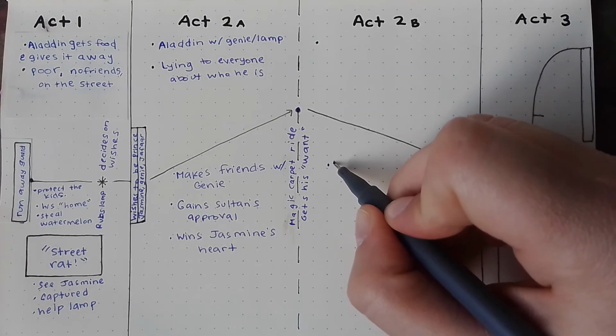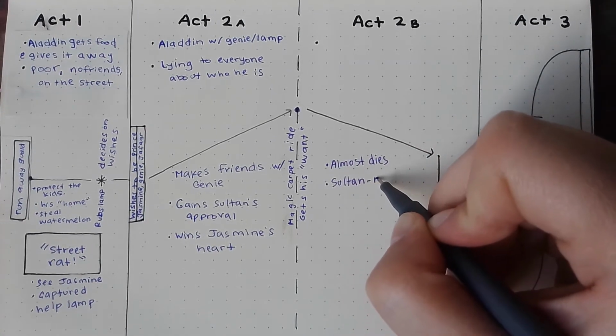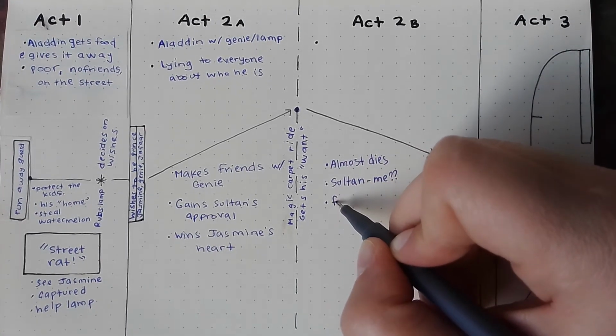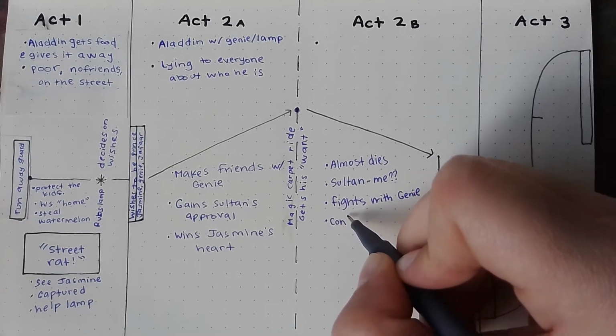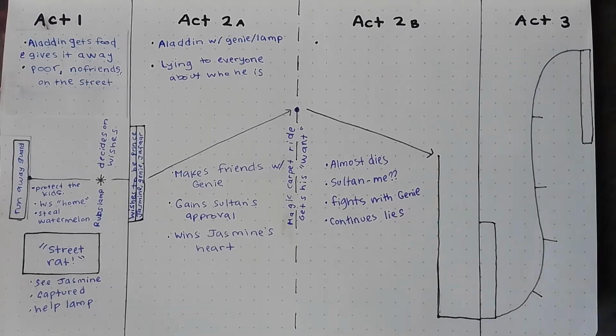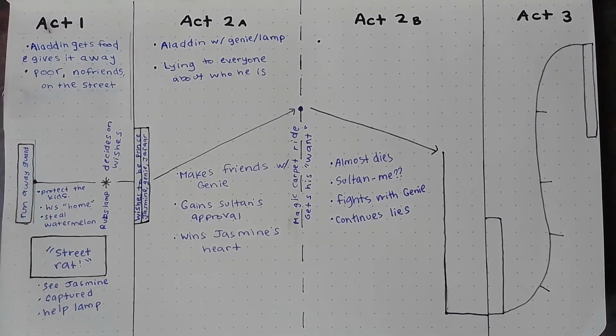For Aladdin, he is now floundering, the opposite of Act 2A. He gets almost killed by Jafar. He finds out that he is going to be the Sultan. He gets in a fight with the genie, continues to lie with Jasmine, and has to figure out what he's going to do with the mess that he has created. This tension all climaxes at the next beat, the all is lost moment, where the worst thing that could happen in the story happens.